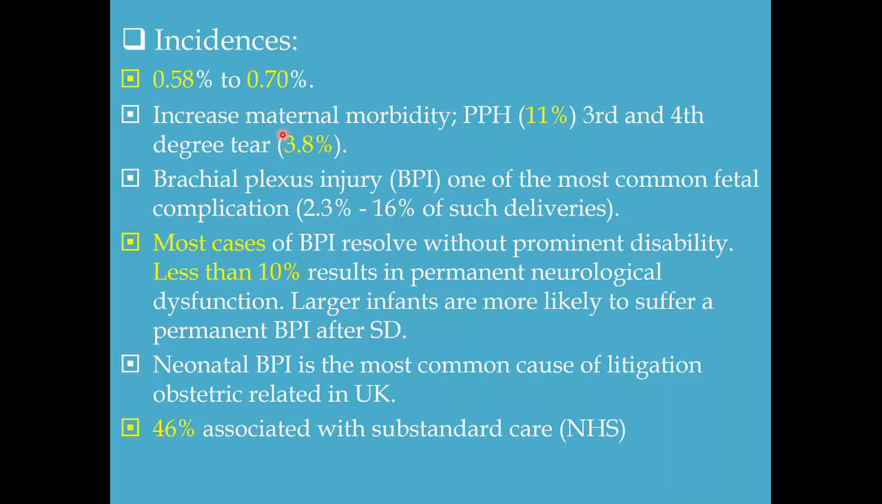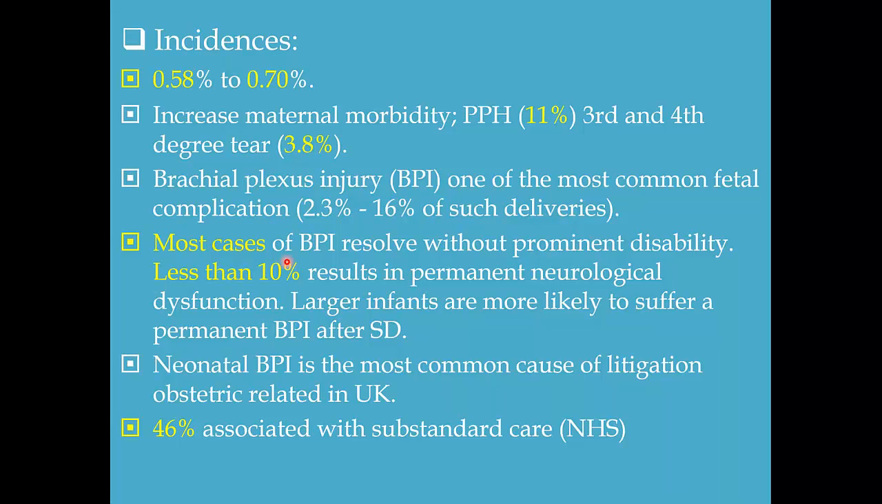For the impact of shoulder dystocia on the fetus, brachial plexus injuries are one of the most common fetal complications. They range between 2.3% and 16% of deliveries. There is a big range, between 2.3 and 16% of deliveries.